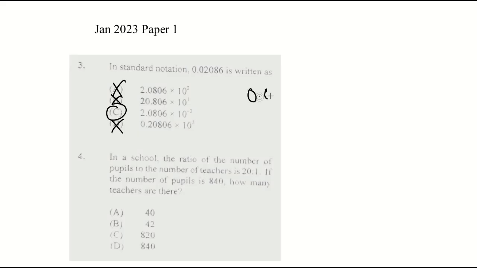But let's just do it. 0.02086, shift it 1, 2. So this would be 2.086 multiplied by 10. Because we shifted to the right, it would be negative. And how many places? 2, so it's negative 2. And that's the answer for this one.